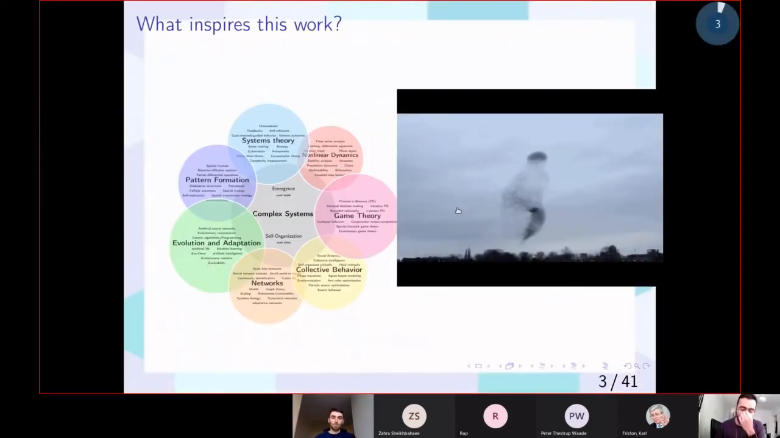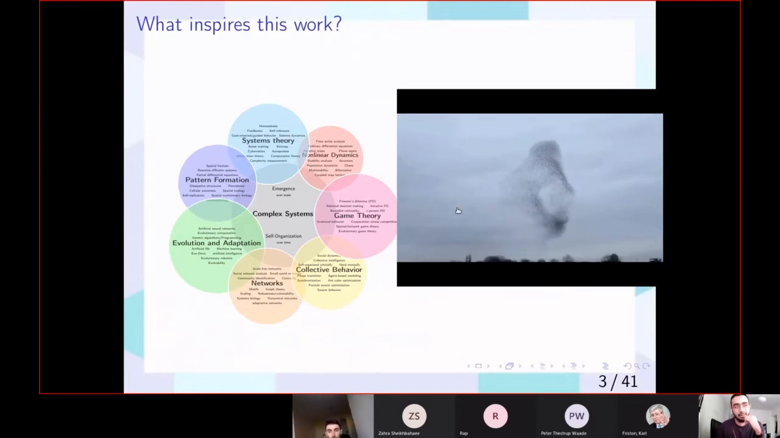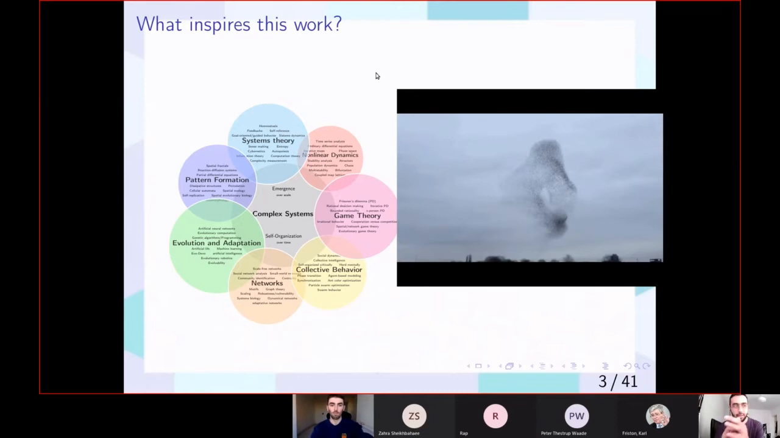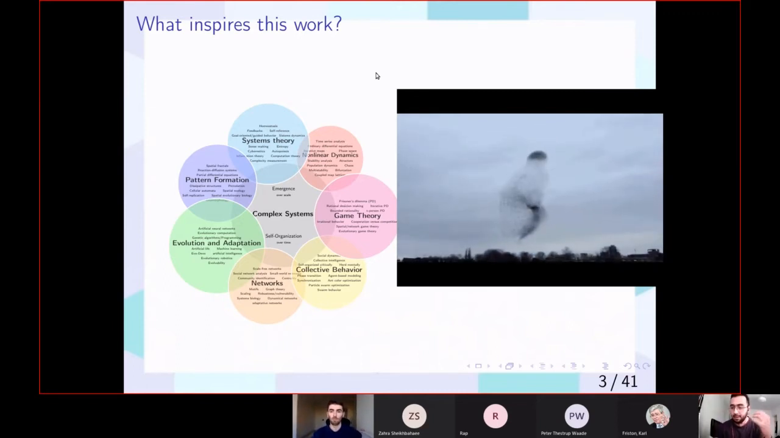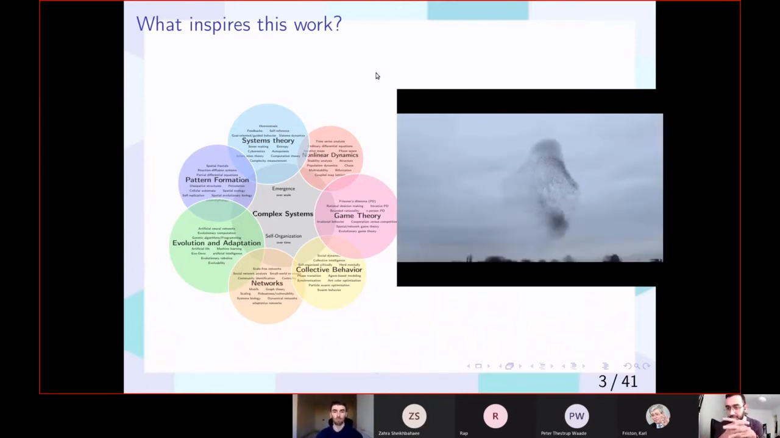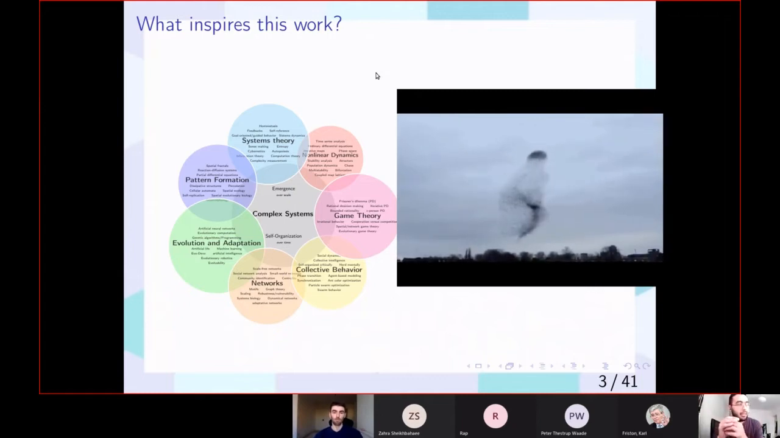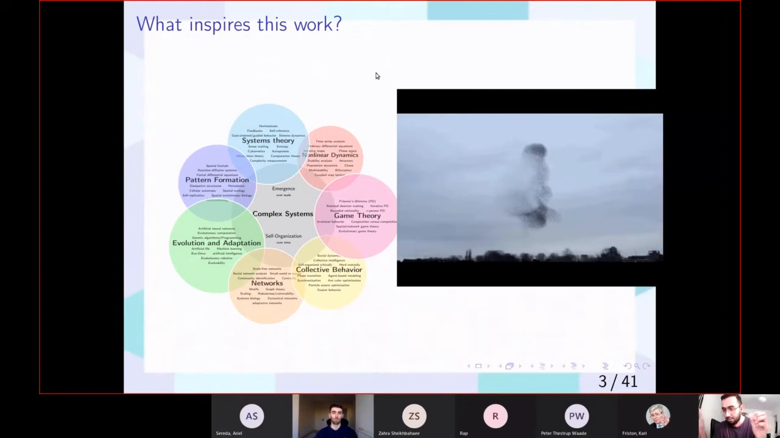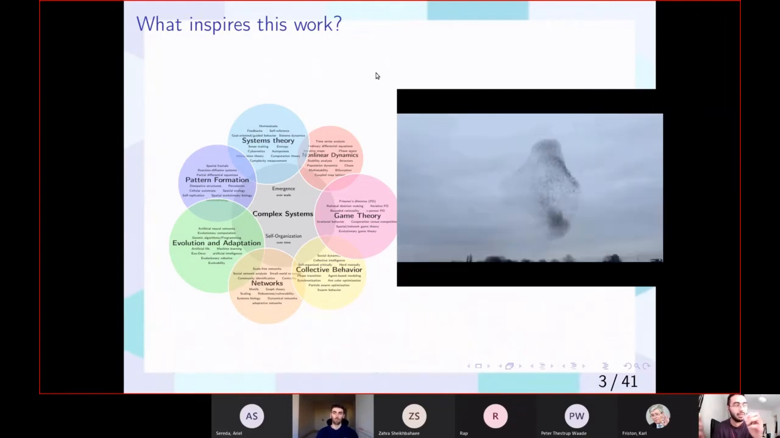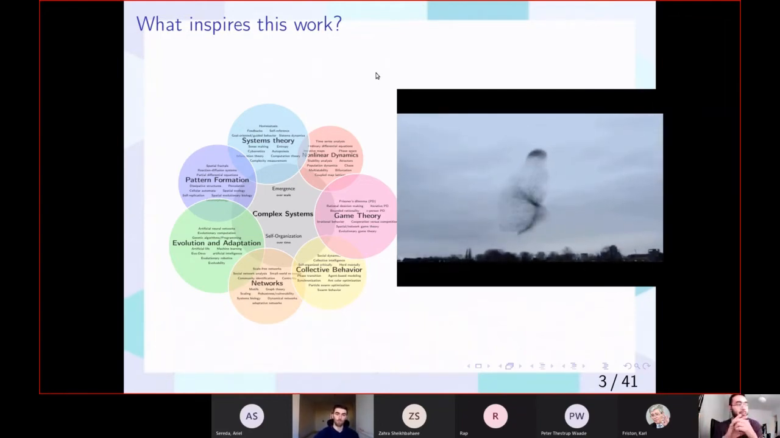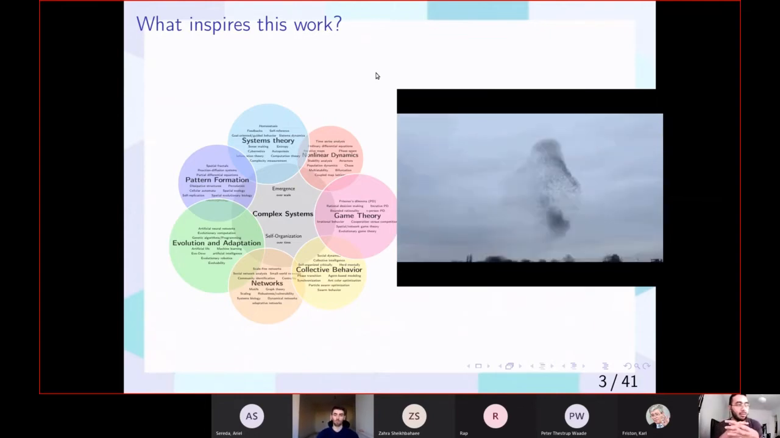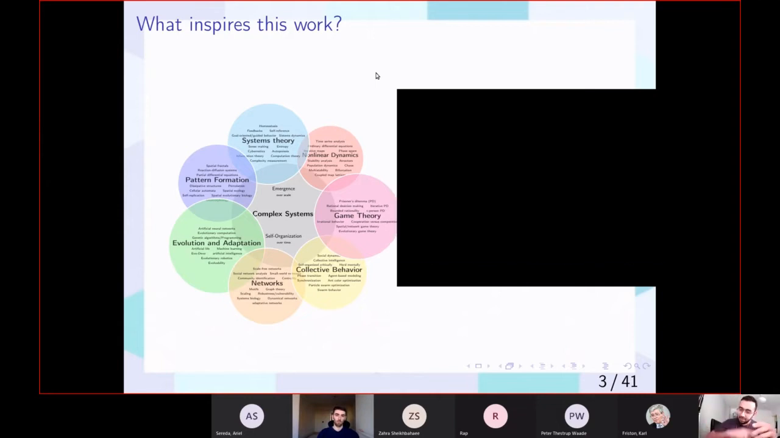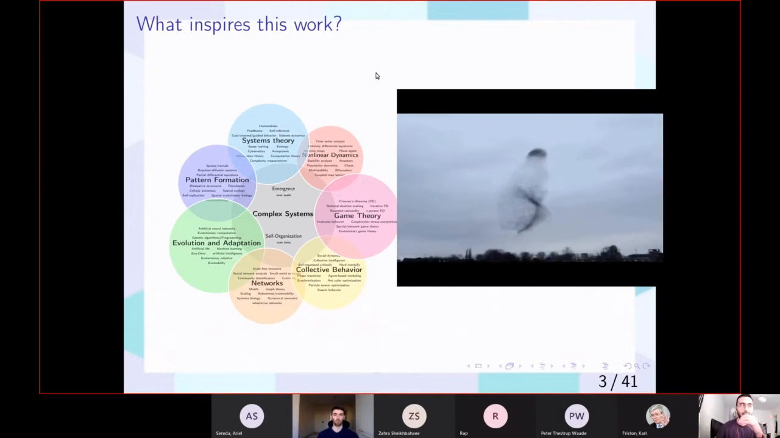So what exactly inspires this work? Well, I actually love to understand system dynamics in general, so how systems and phenomena of any kind work. When talking about systems, there are systems called complex because they appear to have some sort of emergence or self-organization, things like that. And there are a lot of areas that discuss these complex systems.